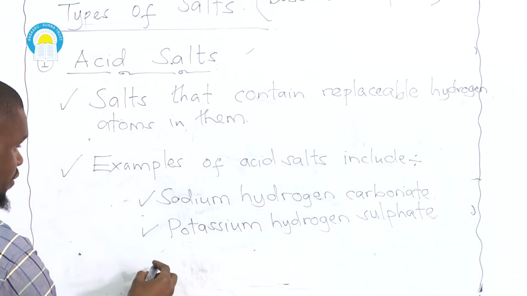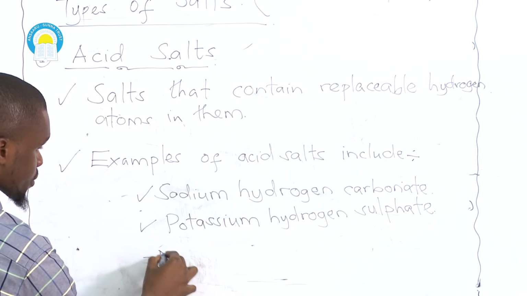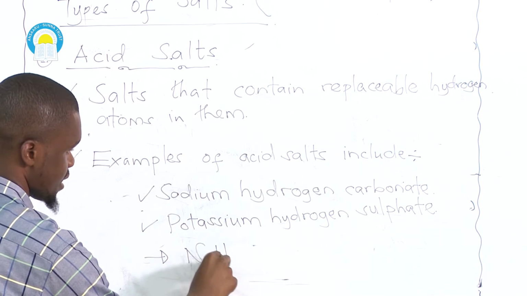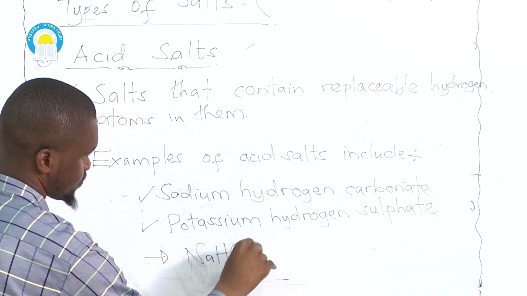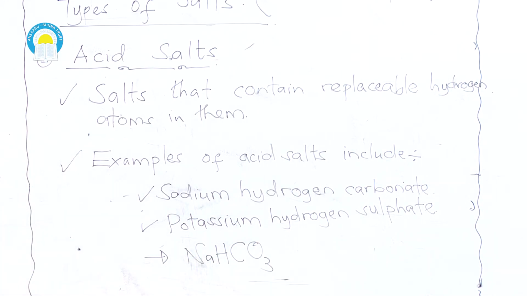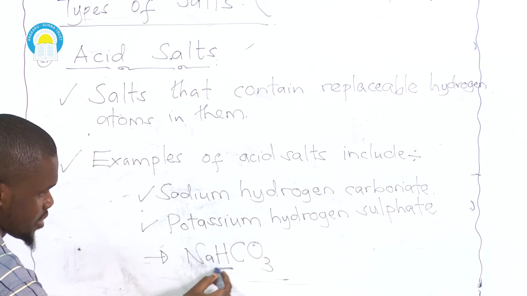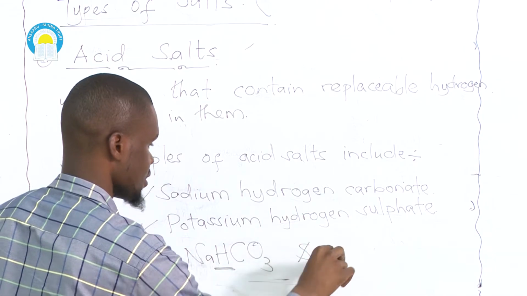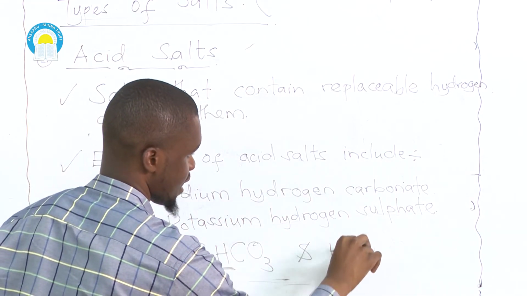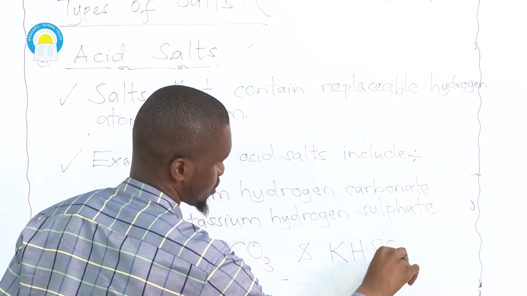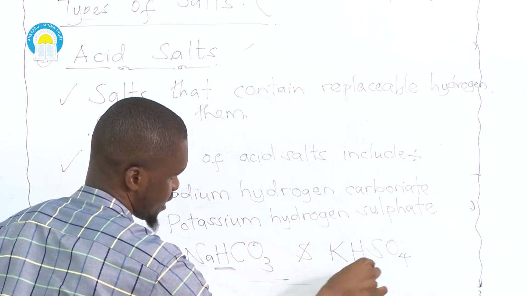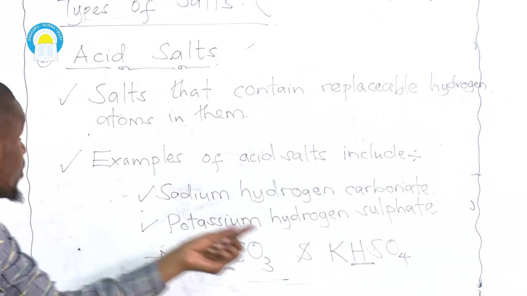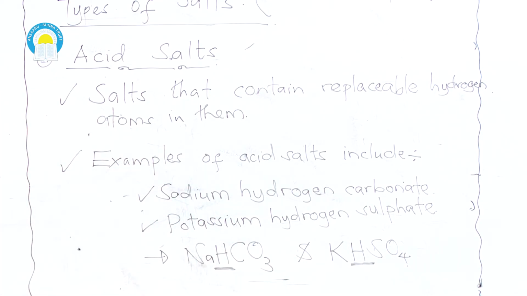And from the look of things, the trend is very clear. The first one we are seeing here, sodium hydrogen carbonate, the hydrogen we are talking about makes it be called an acid salt. And the other one, potassium hydrogen sulfate, also has a replaceable hydrogen atom. So these hydrogens here are what makes these salts be called acid salts.